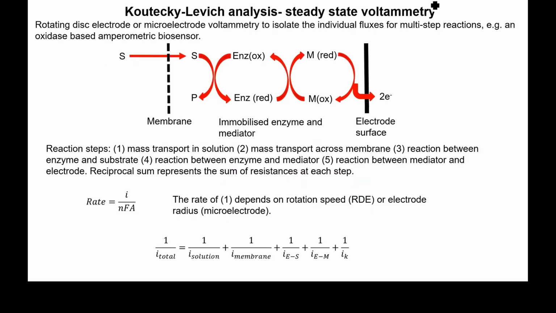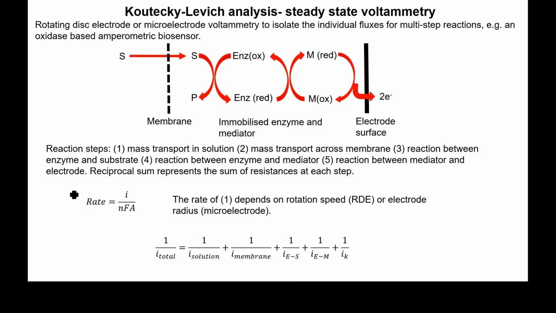How do we analyze this stuff? Oh, I'm a big proselytizer for Koutecky-Levich analysis. I know rotating disc electrodes have gone seriously out of fashion, but nonetheless, this is a very robust way of getting really good data about the relative rates of, and even absolute rates of, every single step in this reaction.